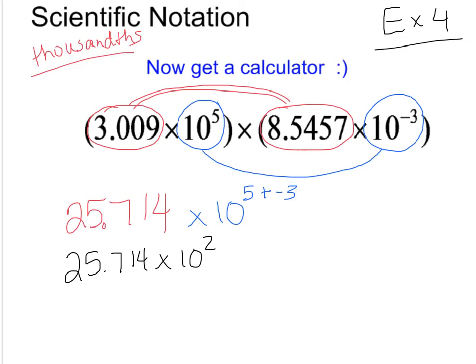But then again, if I go back and look at this, 25.714 is too big by one place value. So if I make that smaller by one place value, I have to make my exponent bigger by 1. So my final answer is going to be 2.5714 times 10 to the third.